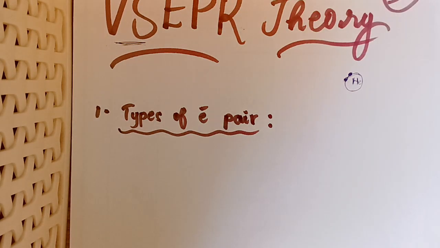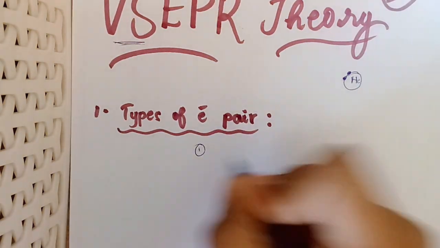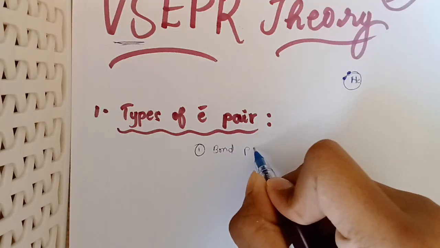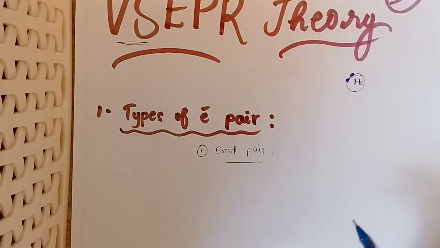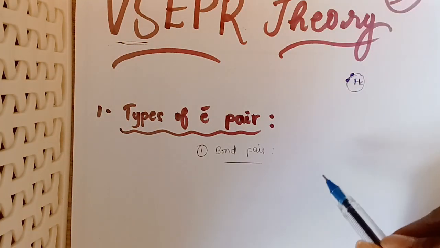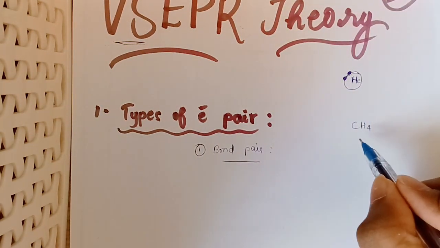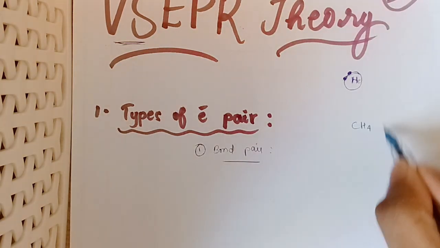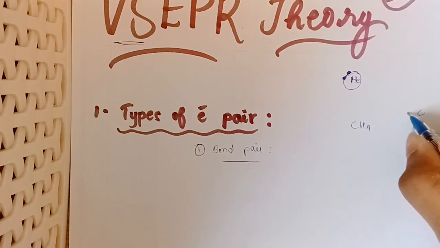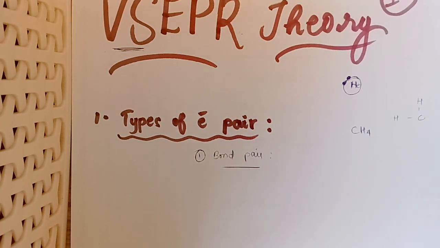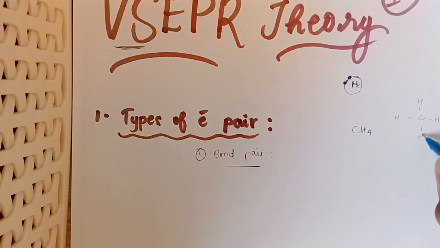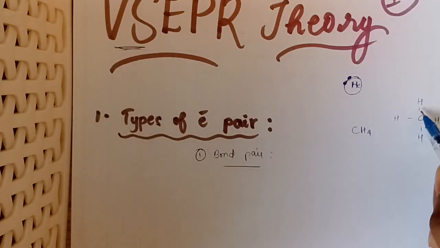There are mainly two types of electron pairs. Number one is bond pair. So what is meant by bond pair? Just as the name suggests, bond pairs are the electrons that are shared between atoms to form a chemical bond. For example, in methane, CH4, every hydrogen shares an electron with carbon. This is what we call a bond pair. That is C, then H, H, H and H. As you can see here, all the hydrogens share a bond with C. So these bonds are called bond pairs.